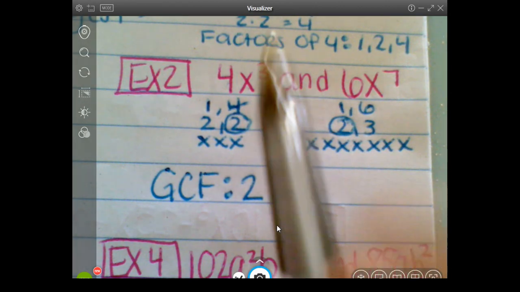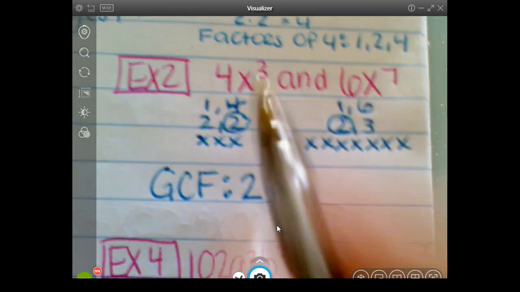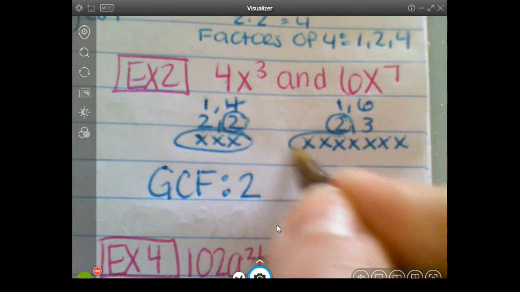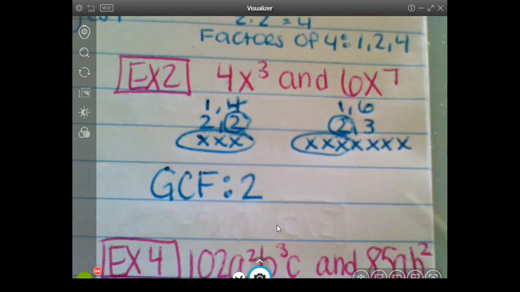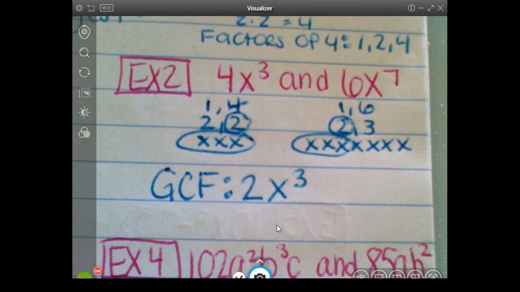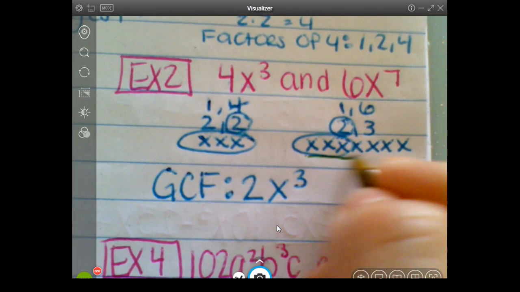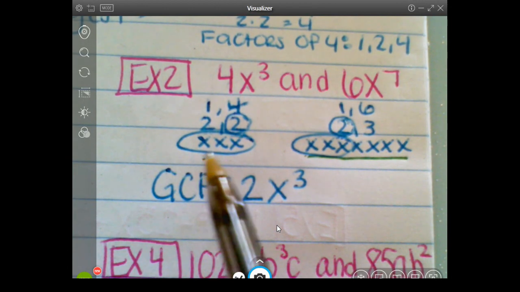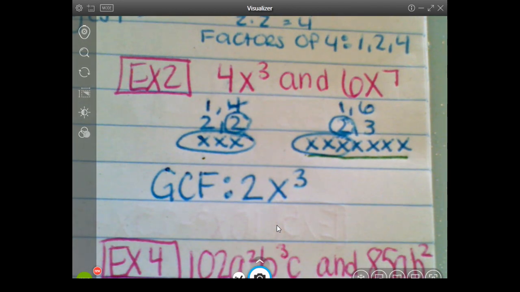Now x's. Which one has the smaller x's? The third. If I circle all 3 x's here, are there 3 over here to circle? Yeah. So that's how many they have in common. X to the third. Now, if I accidentally messed up and circled all 7, can I circle 7 over here? No. So that means they don't have that in common. You can only circle the smallest amount of the variable. That's the most they have in common, whoever has the smallest. Same thing, whichever number is smallest is the one you start with. Same thing with the letters.